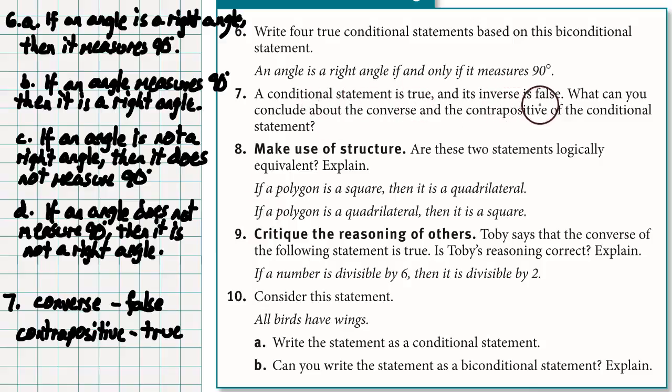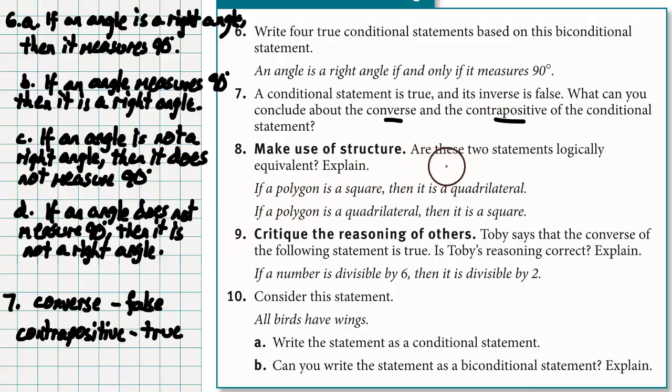Number 7, a conditional statement is true. Its inverse is false. What can you say about the converse and contrapositive? Because the inverse is false, the converse is also false. And I have that answer down here in the bottom corner. Because the original sentence is true, its contrapositive is also true.